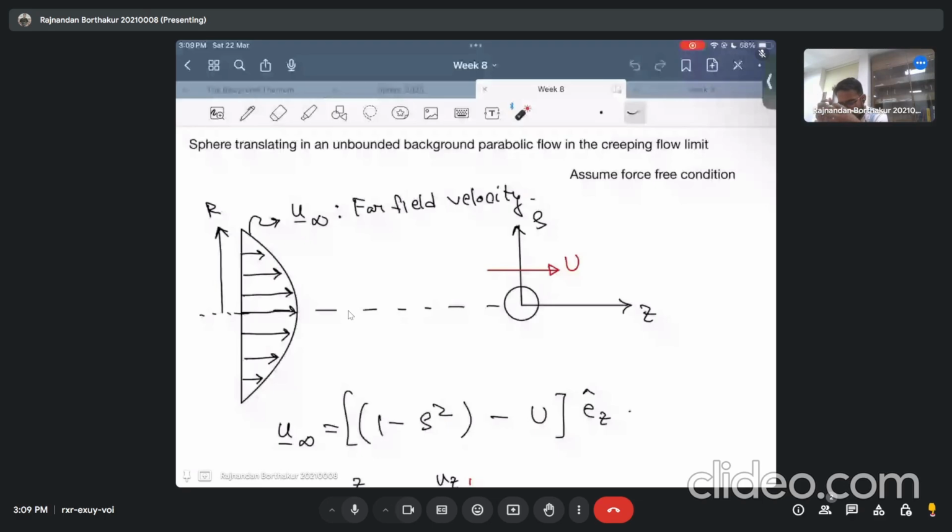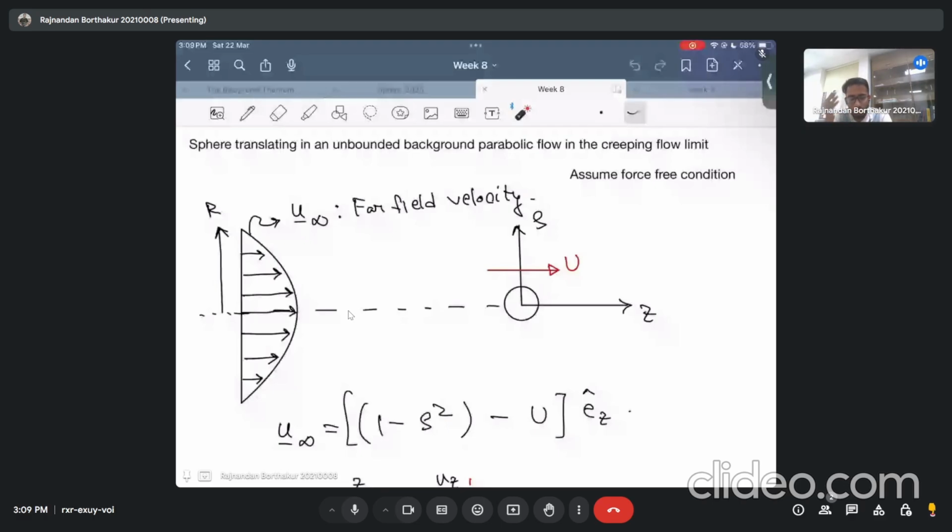creeping flow limit. And then what we said is that in this problem, instead of the spherical particle being held stationary, it is moving due to the presence of a background parabolic flow. It is moving with an unknown velocity u. This u is the non-dimensional velocity of the sphere that we are going to calculate as part of the problem. Since this u is an unknown, we need an extra set of equations for u.